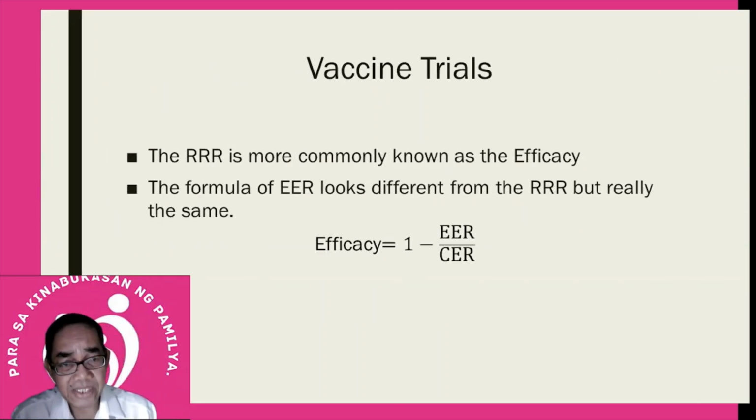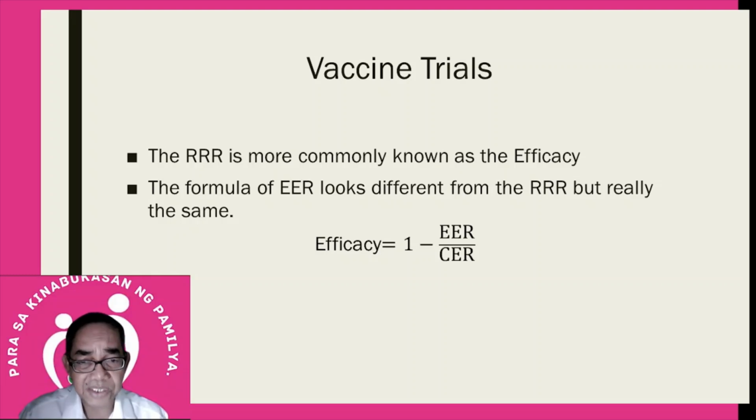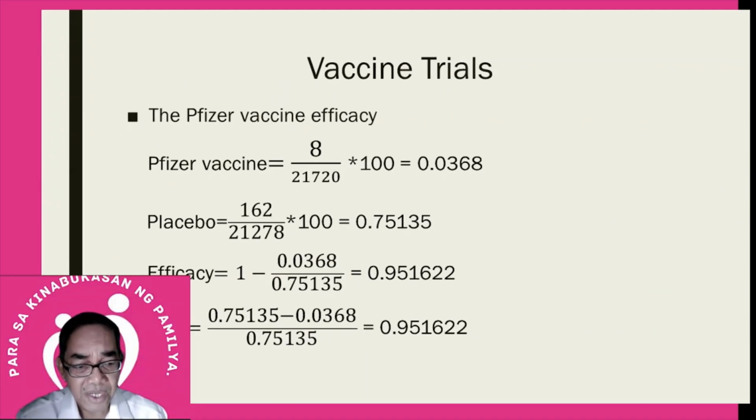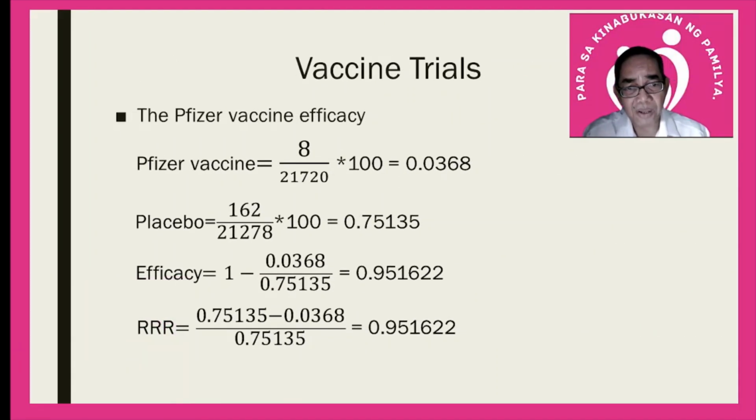So the relative risk reduction is more commonly known, as I said, as the efficacy, and the formula looks different, but the results will be the same. Okay, so just to give you an example of a vaccine, the Pfizer vaccine efficacy. When the Pfizer vaccine was first introduced in the market, there were 21,720 people given the Pfizer vaccine, and there were 21,278 given the placebo.